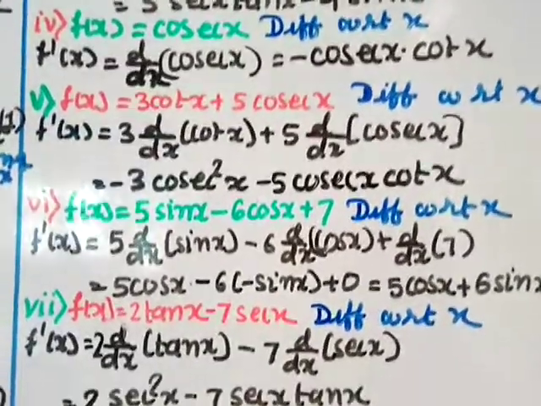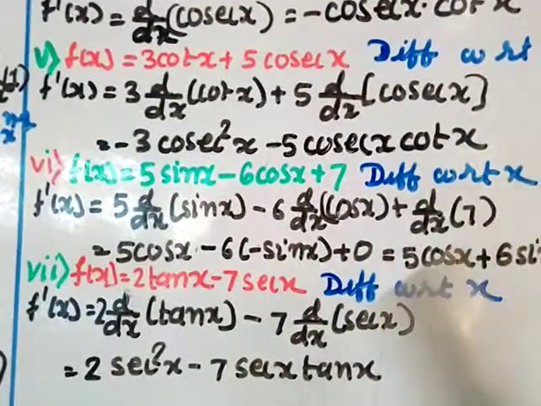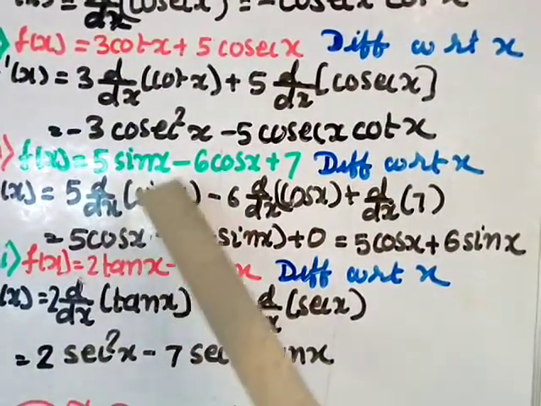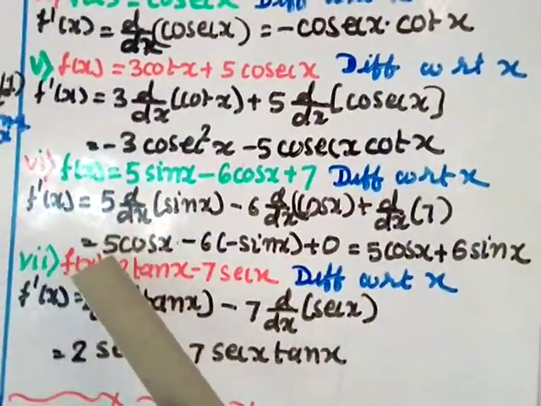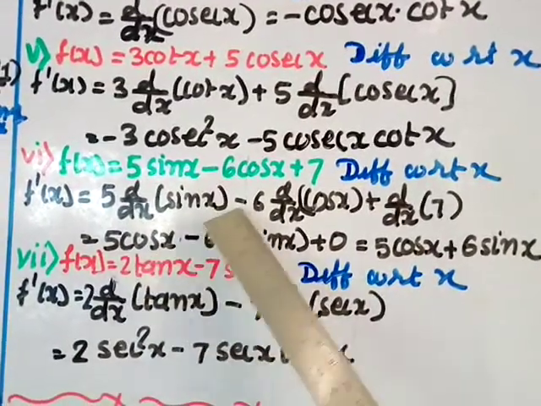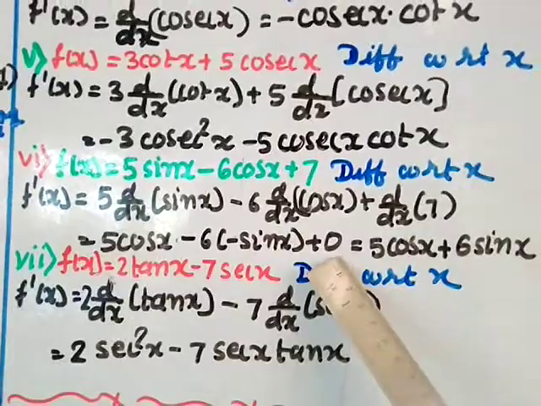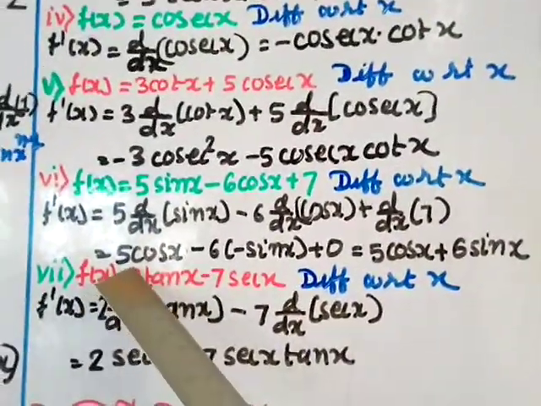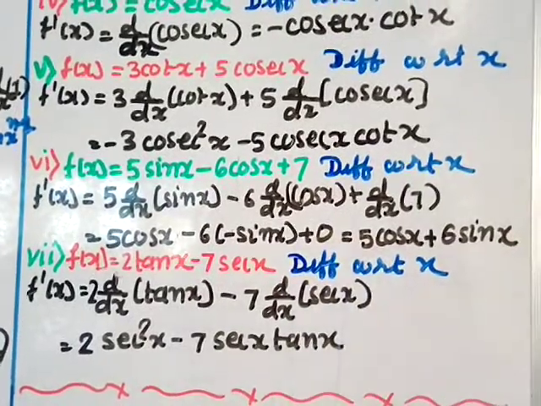Number 6, f(x) is equal to 5 sin x minus 6 cos x plus 7. Differentiate with respect to x. So f dash x equal to 5 d by dx of sin x minus 6 d by dx of cos x plus d by dx of 7. 5 as it is, derivative of sin is cos, minus 6 derivative of cos is minus sin x, plus this is a constant which is 0. This we already proved, and I have given you also in the previous class, so we can just write it directly. So 5 cos x minus and minus plus 6 sin x, and this value is 0. So that is the solution for number 6.